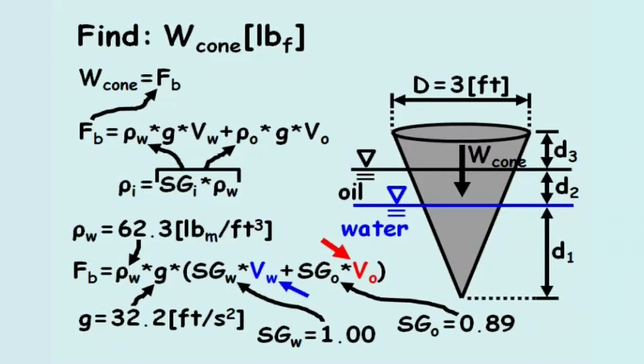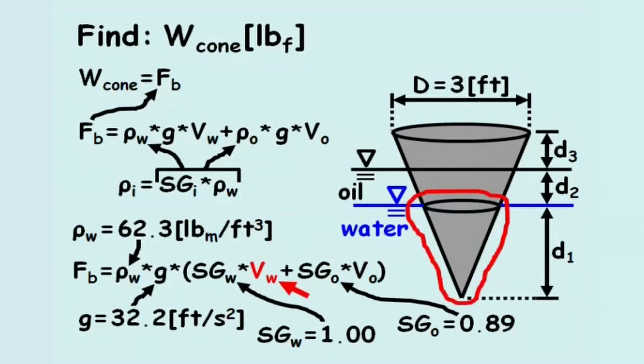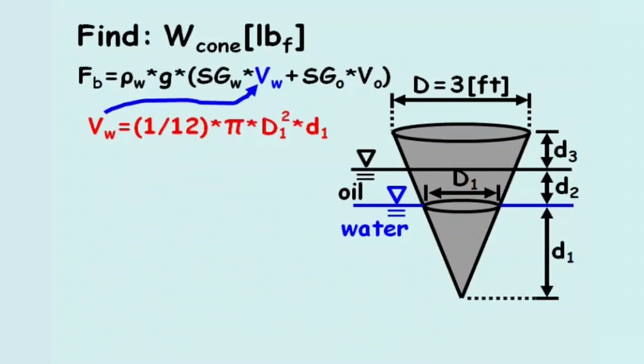The volume of the cone submerged in water, VW, equals the volume of a smaller cone having a height of lowercase d1 and having a diameter we'll define as uppercase D1. The volume of this cone equals 1/12 pi D1 squared d1. From the problem statement, we know lowercase d1 equals 4 feet.